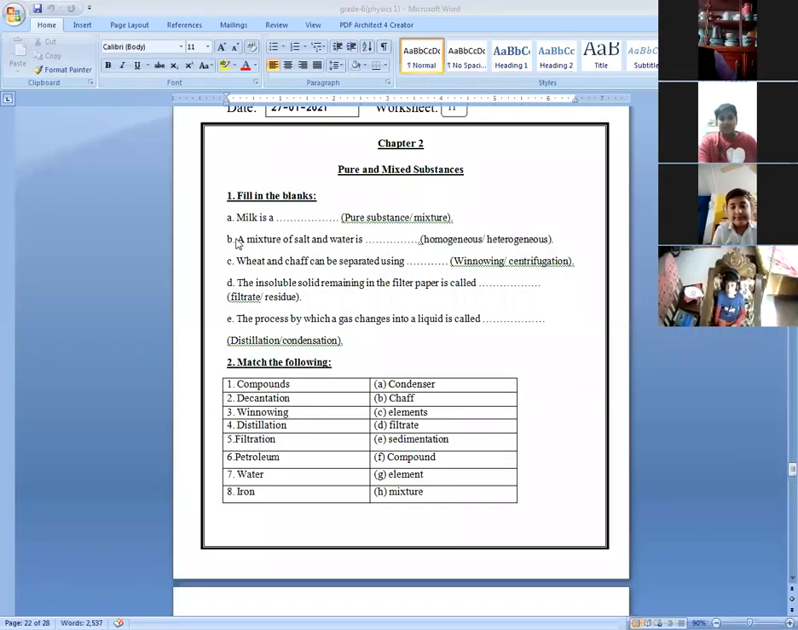Then number B: a mixture of salt and water is what? Homogeneous or heterogeneous?